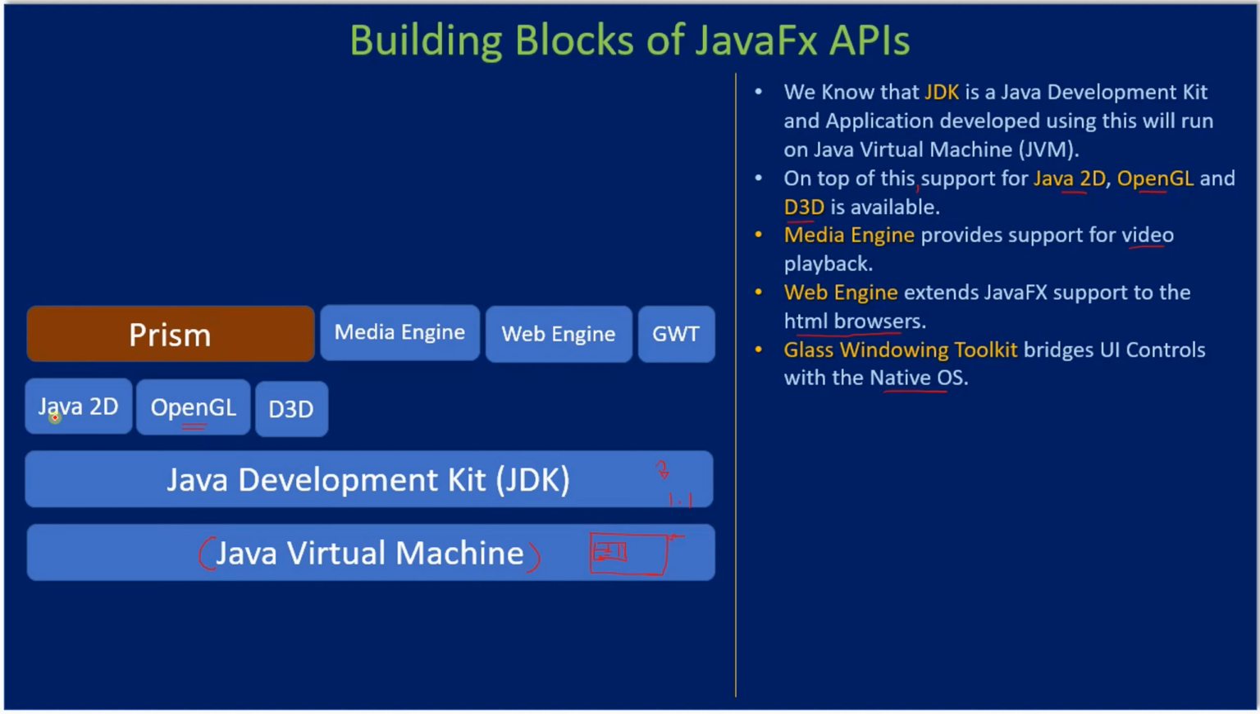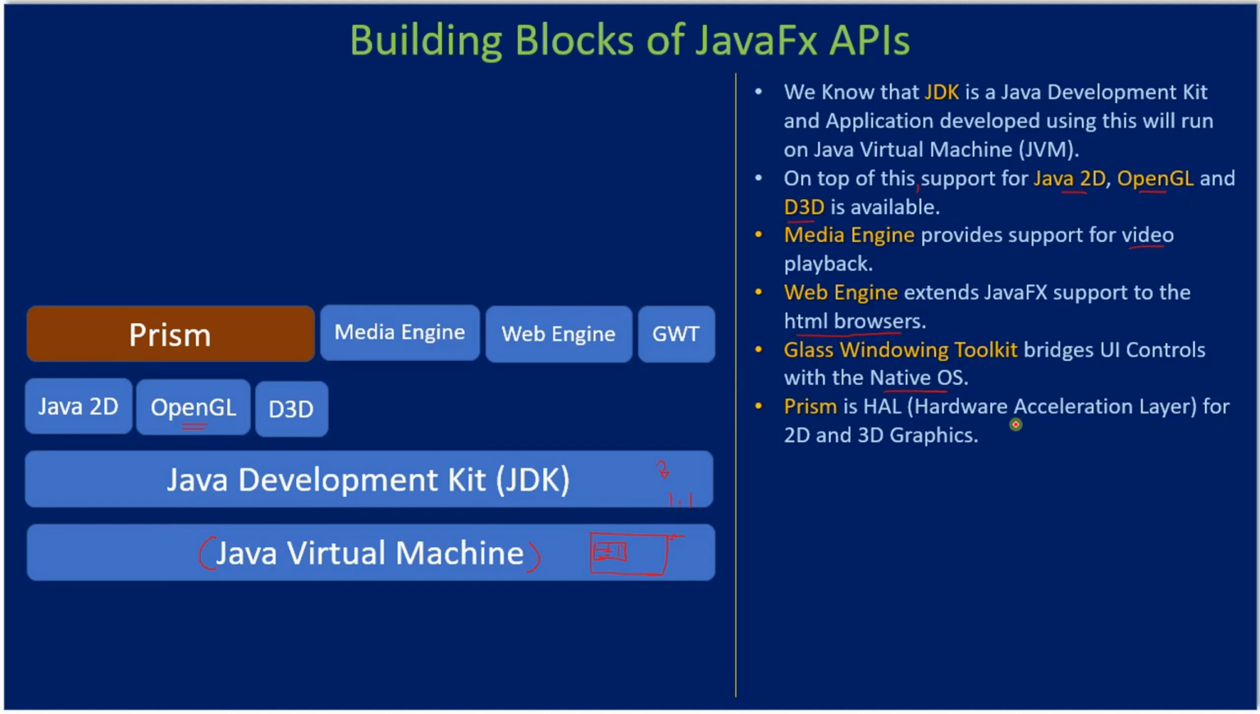So when we talk about Java 2D, OpenGL and D3D, all these provide us the graphics functionality, in the sense that you can draw something in 2D space, or you can draw something in 3D space, and you can animate the 3D stuff. And these three packages are grouped under a component called Prism.